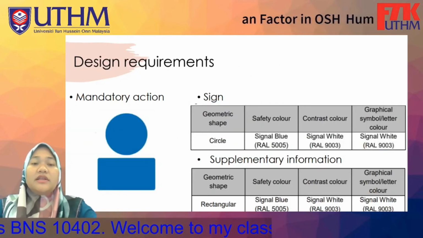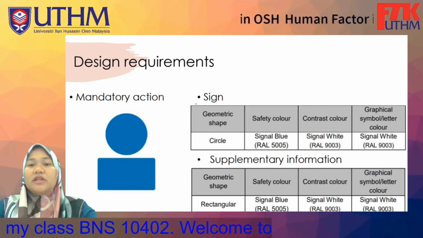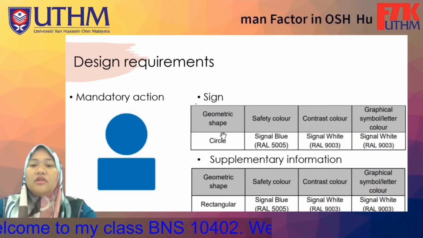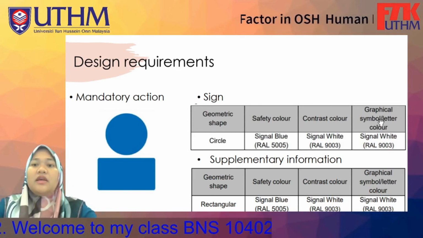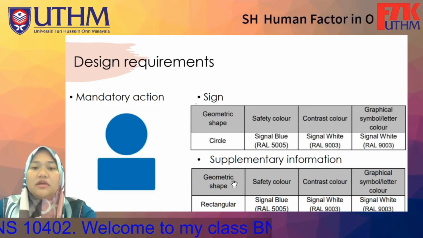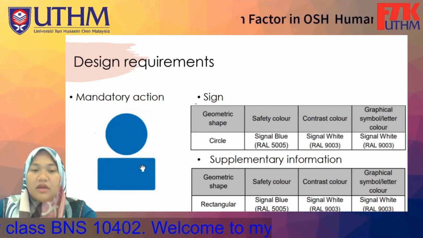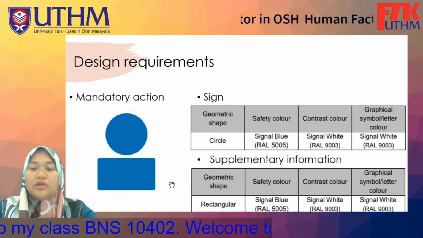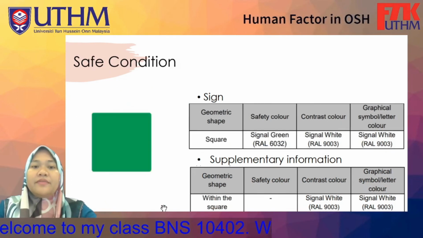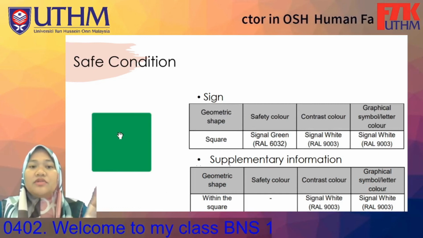Now the sign design requirements for mandatory action. Usually the sign has a geometric shape of a circle. The safety color signal is blue, the contrast color is white, and the graphical symbol letter color is white. Supplementary information is usually in a rectangular geometric shape. The signal is blue, the contrast color is white, and the graphical symbol letter color is also white. For safe condition, it means safe, and the sign shape is usually a square.